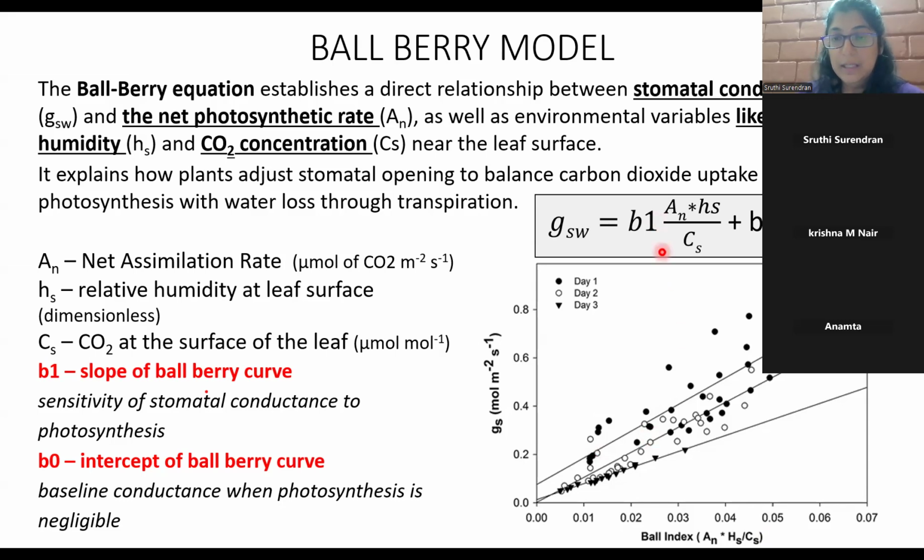So in this equation, if you look at this term, which is a slope term, B1 is giving us the sensitivity of the stomatal conductance to photosynthesis, and B0, which is the intercept, is giving the baseline conductance when photosynthesis is negligible. So next, let's look into what each of these terms are.